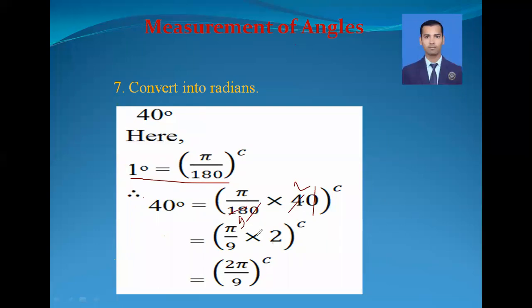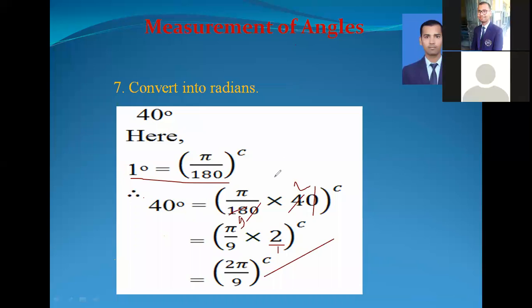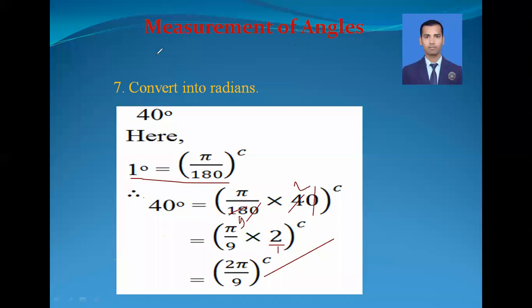Then after 2 into, there is nothing as denominator of 2, so there would be 1. So pi into 2, 2 pi, 9 into 1, 9. So 2 pi by 9 radian is the answer that we need. And in this way, we can find the radian measurement of the degree measurement. So let's talk about the other question, question number 8.